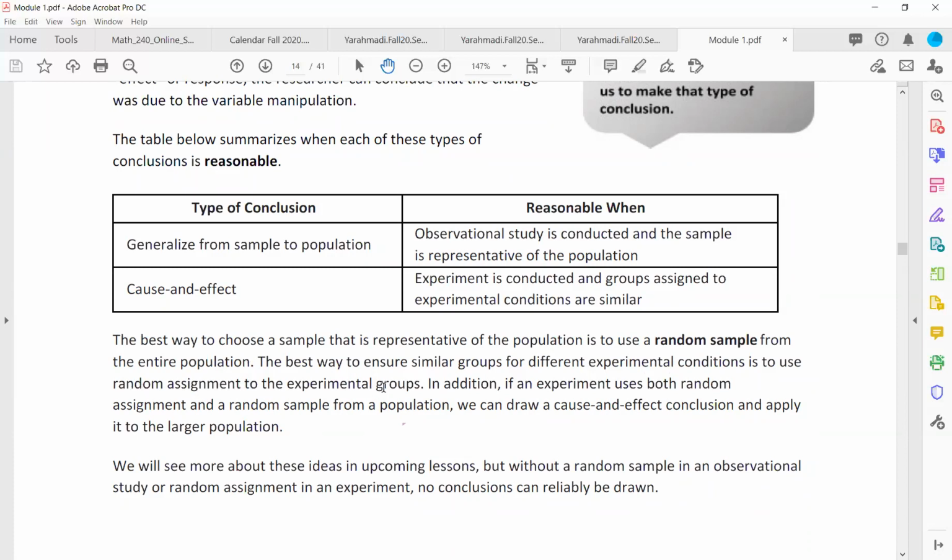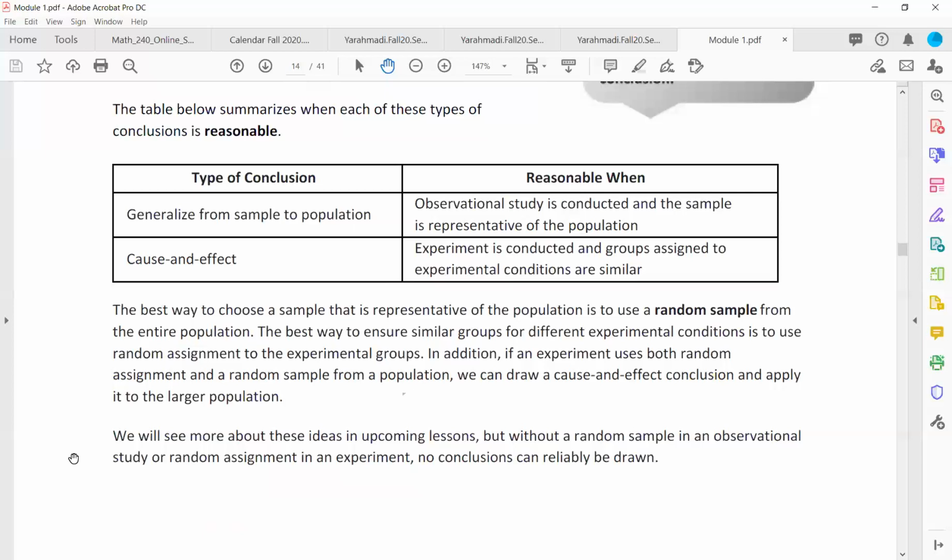In addition, if an experiment uses both random assignment and a random sample from the population, we can draw a cause and effect conclusion and apply it to the larger population. We will see more about these ideas in upcoming lessons, but without a random sample in an observational study or a random assignment in an experiment, no conclusions can reliably be drawn.